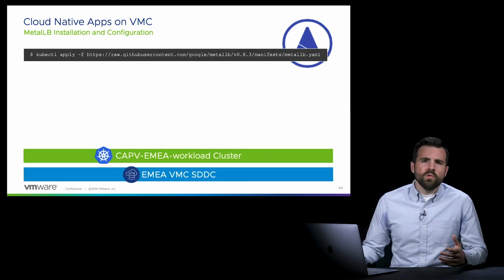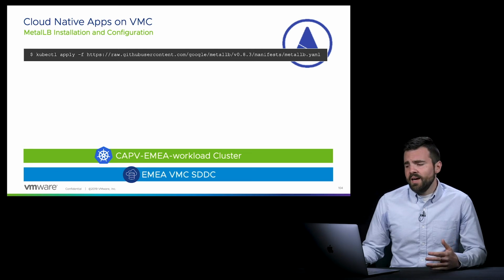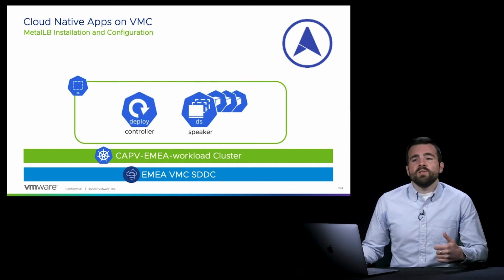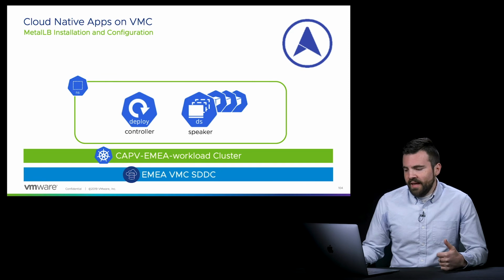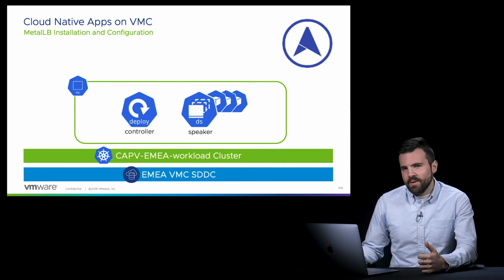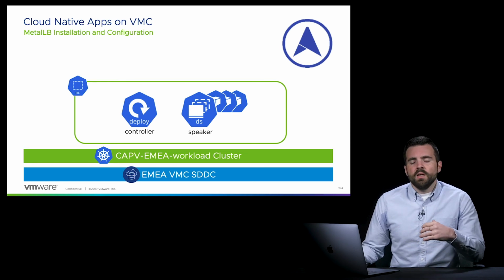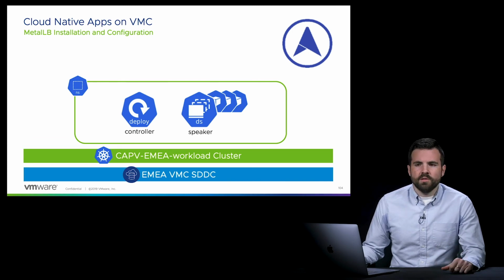So we're going to use kubectl to apply this YAML file that the MetalLB team hosts on a public repository, which will essentially deploy on our workload cluster a MetalLB namespace, a single controller deployment, and then a speaker daemon set. A daemon set is similar to a deployment, but it just ensures that a pod is running on every worker node in the cluster. So in our example, if we have 3 worker nodes or 5 worker nodes, we're going to deploy 3 speaker pods or 5 speaker pods.